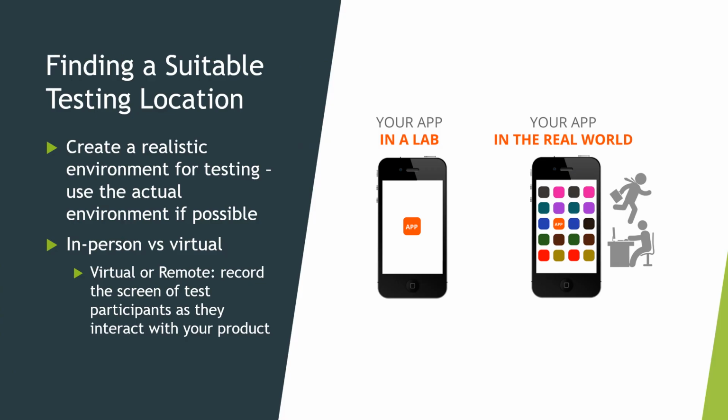Now, you also want to create a realistic environment around this testing. For example, if you're testing a mobile app, then you want to add the same kind of distractions they'll get when using the app, like getting calls in between, or using the app while walking down the hallway. This is going to give you better feedback.